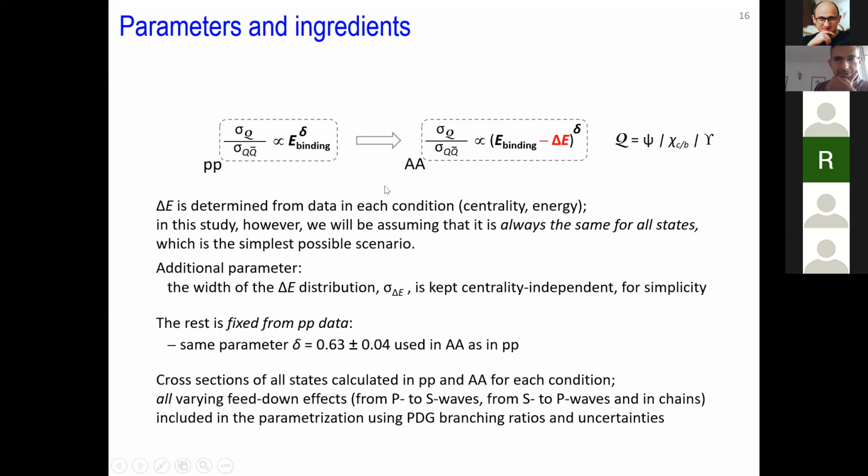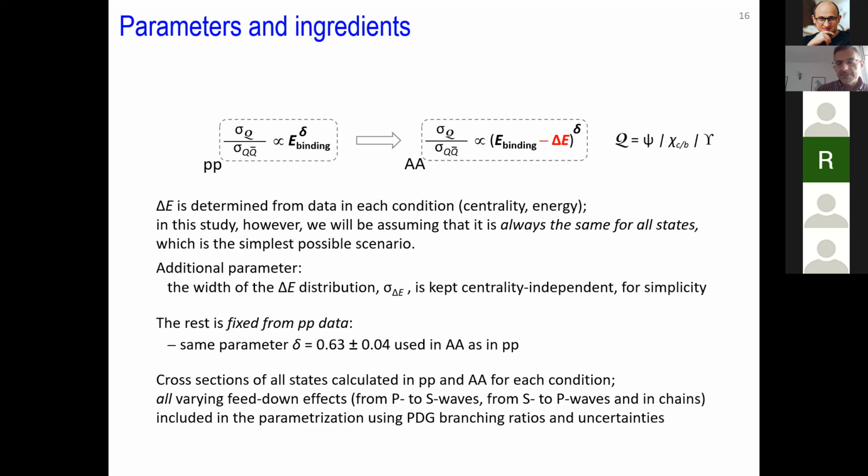So in this model, we will assume that delta E depends on centrality. That is, this effect will be bigger and bigger with increasing centrality. It is 0 in proton-proton collisions and increases with increasing centrality. And besides delta E, we also introduce another parameter, sigma delta E, because actually we assume that delta E is not one fixed number, but a distribution of energies. And sigma delta E is the width of such distribution.